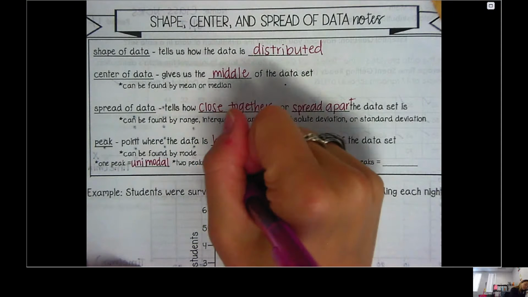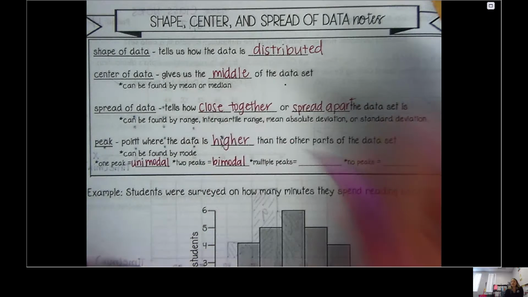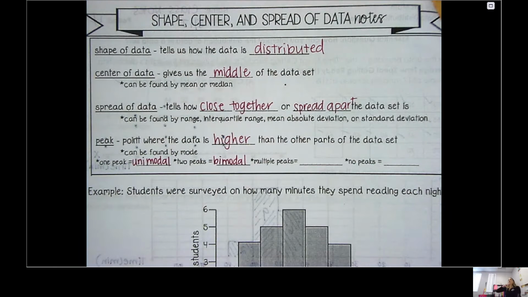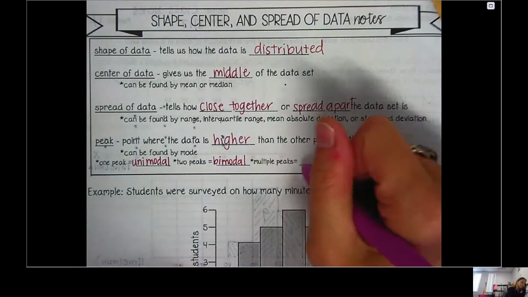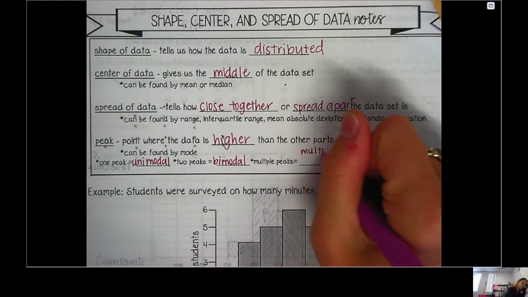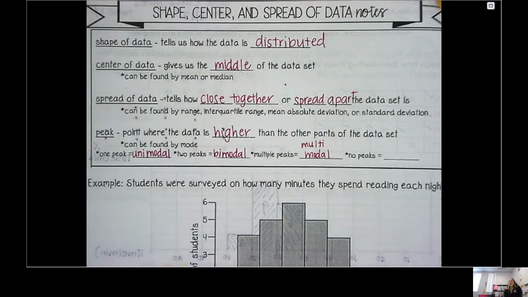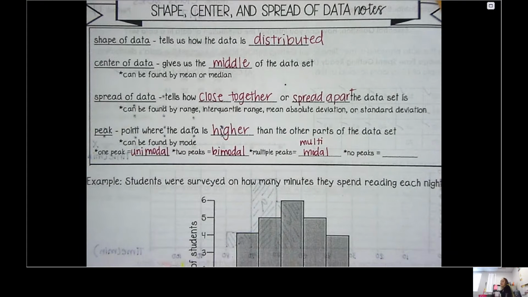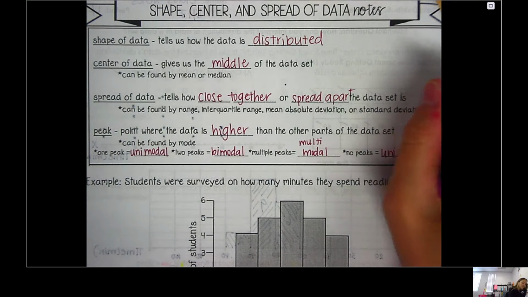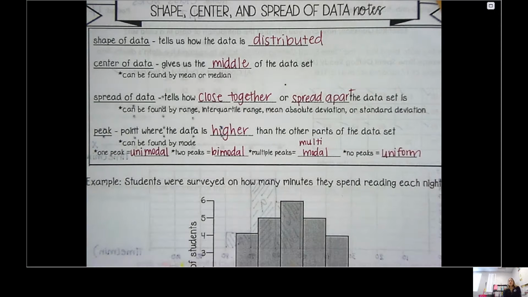Trimodal, well, if it was only three, yes. But once we get three or more, we call it multimodal. If it has no peaks at all, it's just called uniform data. So it just goes straight across, uniform. Everything's the same. Uniform data.